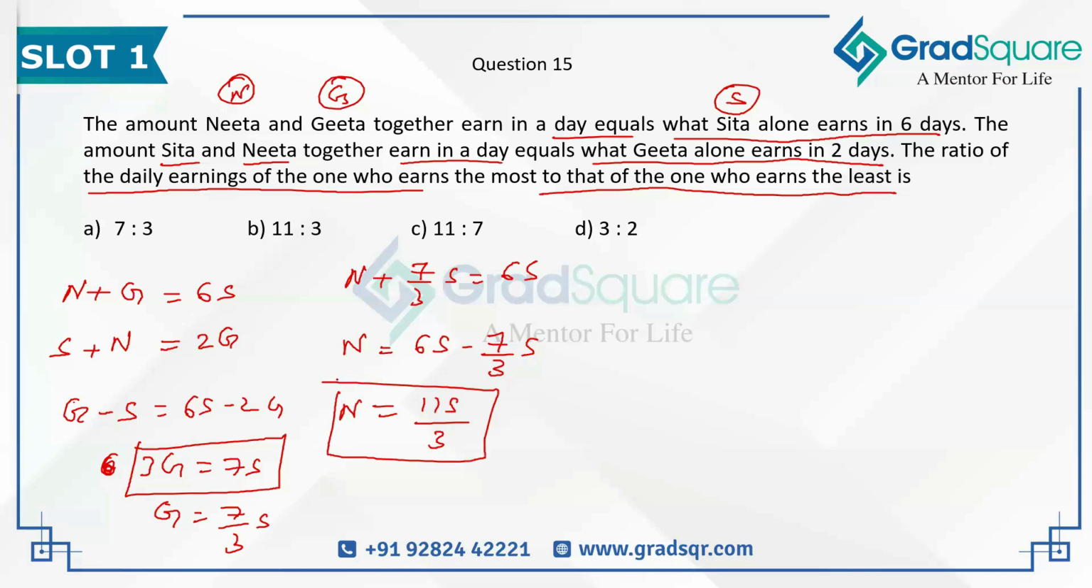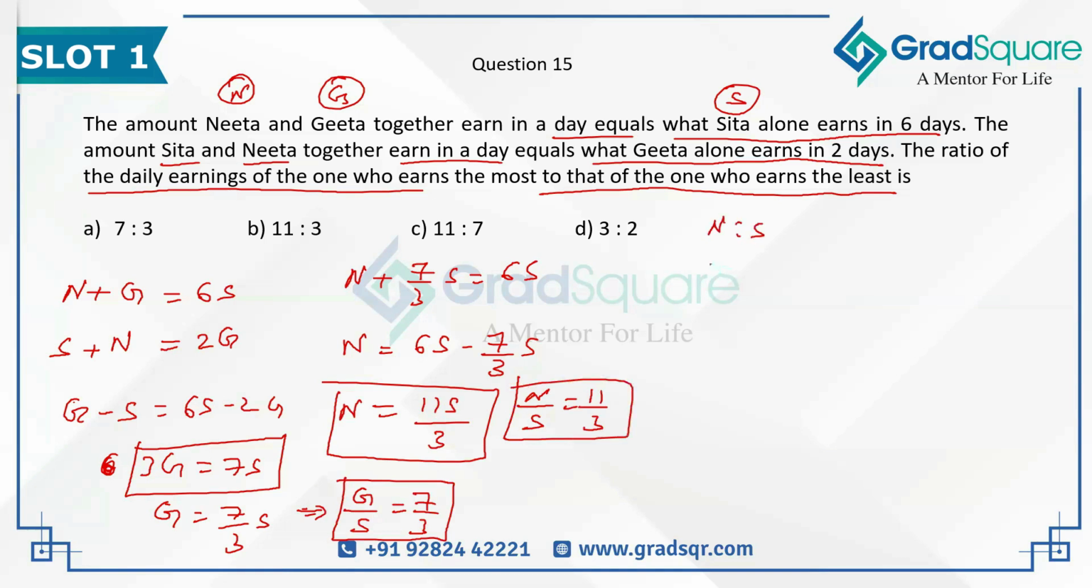So between N and S also you have a relationship. Between G and S also you have a relationship. Now if you observe this very carefully, you will realize G by S will be 7 by 3. And what about N by S? N by S will be 11 by 3. Right? Now can we use these two ratios? This is simply telling you that N is to S is 11 is to 3 and S is to G is 3 is to 7. So can I not say N is to S is to G is 11 is to 3 is to 7?